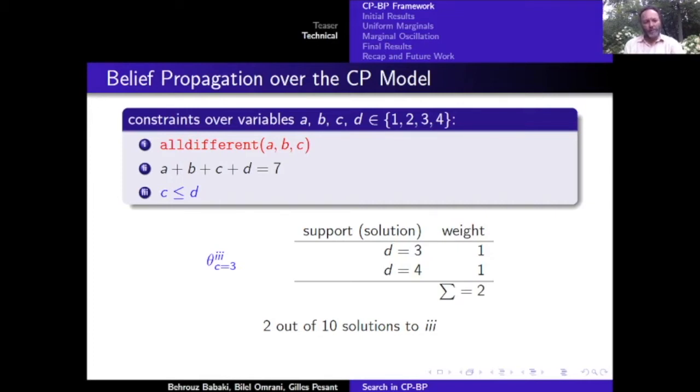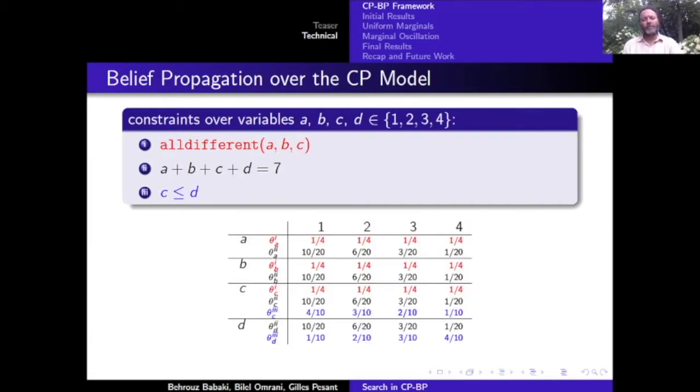In particular here, consider the blue constraint, and consider assigning value 3 to variable C. We want to count the solutions to this constraint that would support that assignment. So there are 2. One where D is equal to 3, and the other one where D is equal to 4. So that's 2 solutions out of the 10 possible solutions to that constraint. And this is what we want to send back.